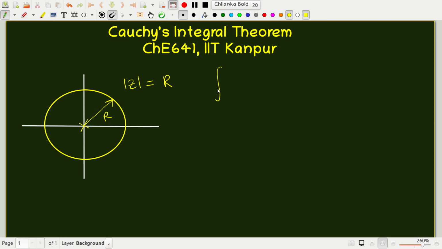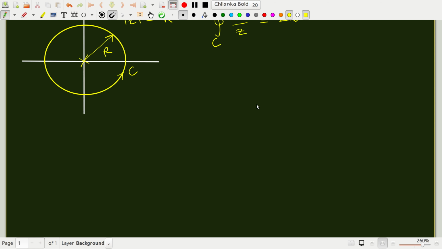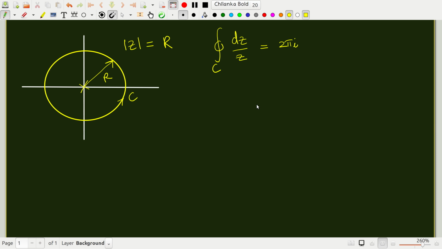Now we found this very important result. We derived the integral of dz upon z, where the closed contour is a circle, not just a unit circle, a circle of radius capital R. We found this to be 2 pi i. This is a very, very important result. What is important about it is that it depends on the nature of the contour and whether the contour encloses the origin or not.